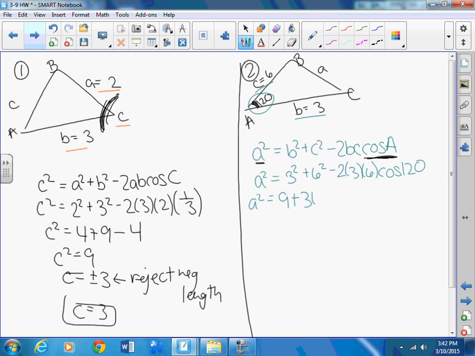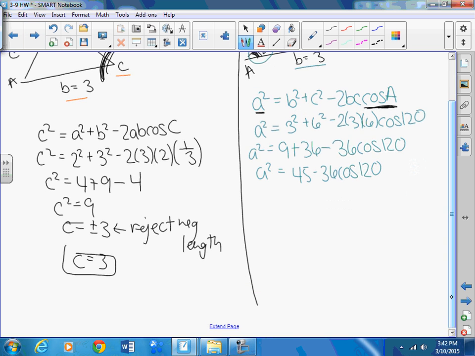That's 9, that's 36, that's 36 cosine 120. Notice I'm simplifying as I go. It is going to make your life a heck of a lot easier if you simplify as you go. Okay, you cannot combine the 45 and the negative 36. They're not like terms. The 36 has the cosine attached to it.